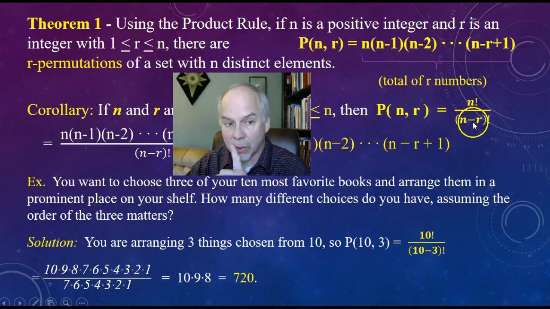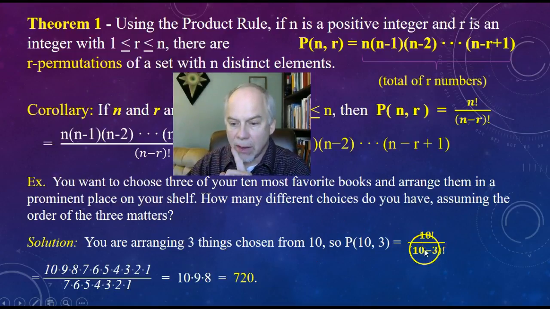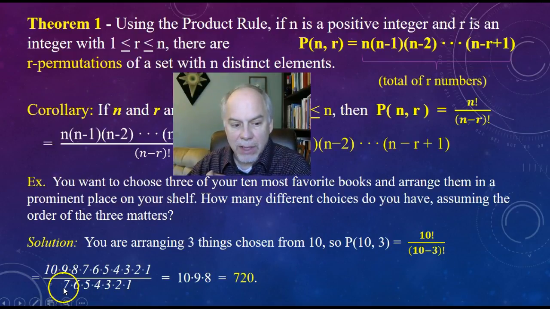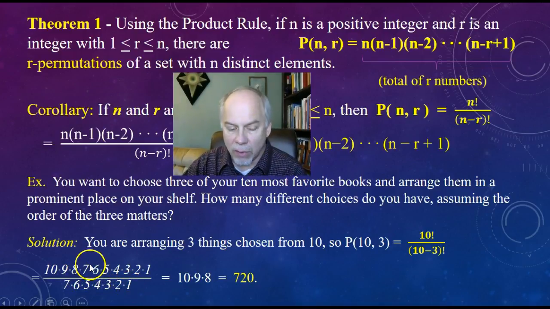And so you could use the formula, 10 factorial over 10 minus 3 factorial. Now 10 factorial, that means 10 times 9 times 8 times 7 all the way down to 1. 10 minus 3 factorial, well, 10 minus 3 is 7. So 7 factorial is 7 times 6 times 5 times 4 times 3 times 2 times 1. Now, all of those expressions from 7 on down cancel. The 7 cancels, the 6 cancels, the 5 cancels, all the way down to the 1. And so really that leaves just 10 times 9 times 8.